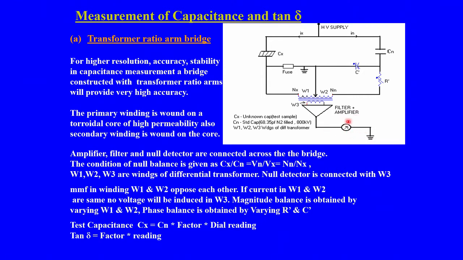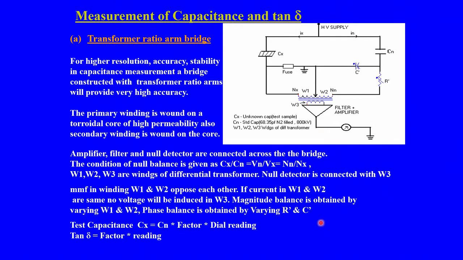The condition for the balance, that is the null balance, is simply given by Cx by Cn is equal to Vn by Vx, that is equal to Nn by Nx. Cx is the unknown capacitance of the test sample, Cn is the standard capacitance, Vn is the known voltage across that, Vx is the unknown voltage, N is the winding of the transformer W2 and Nx is the winding side of W1. W1, W2, W3 are the windings of the differential transformer shown here. The null detector is connected with the W3 winding, you can see here.